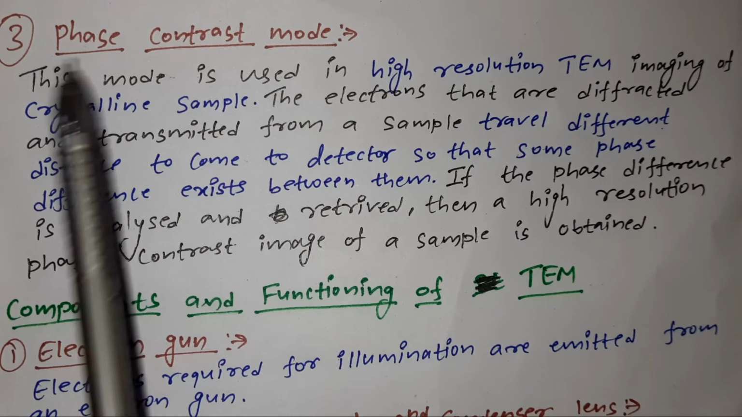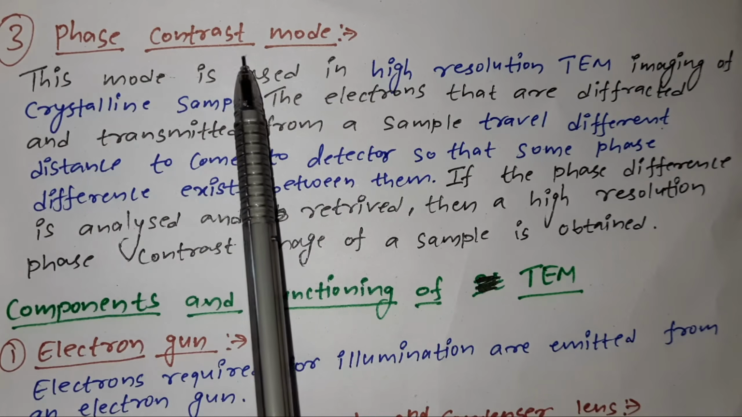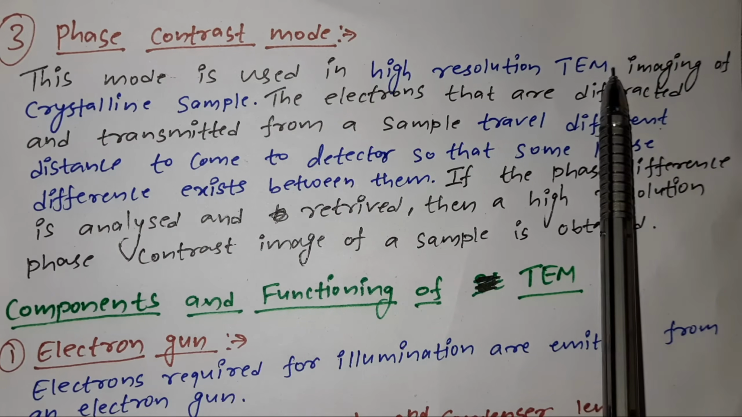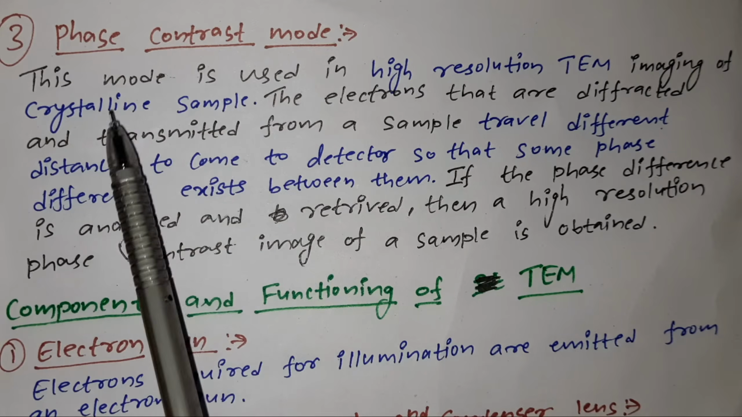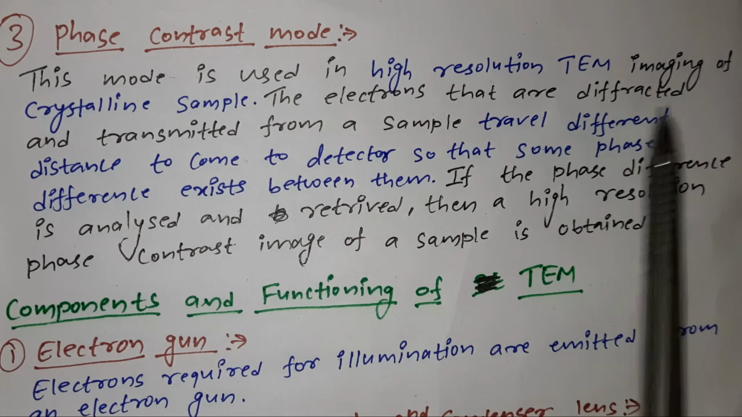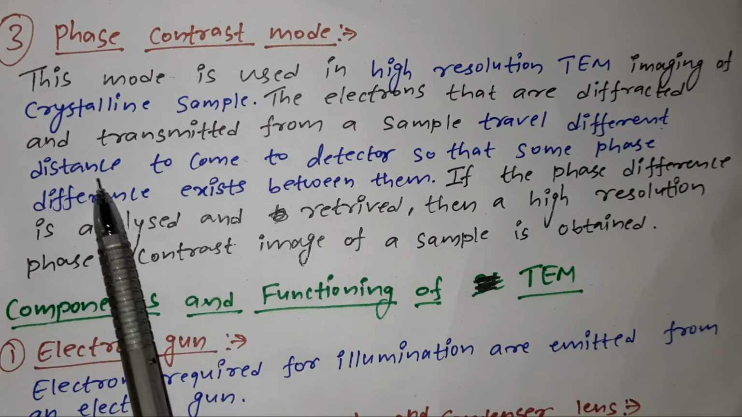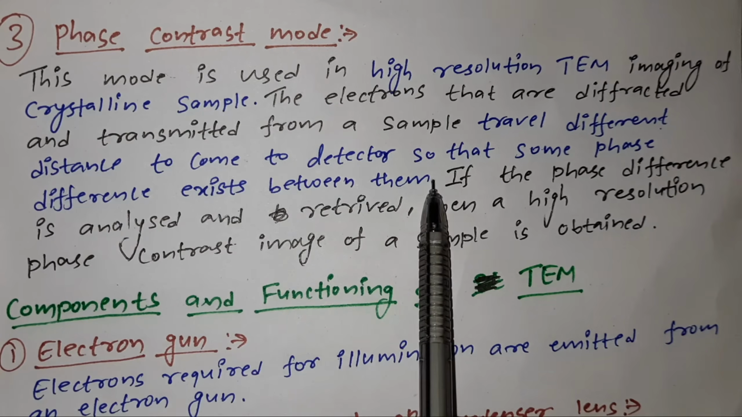Similarly, the third one is phase contrast mode. In this, we calculate the phase difference. This mode is used in high resolution transmission electron microscopy imaging of crystalline samples. This is also used for crystalline samples. The electrons that are diffracted and transmitted from a sample travel different distances to come to the detector, so that some phase difference exists between them.